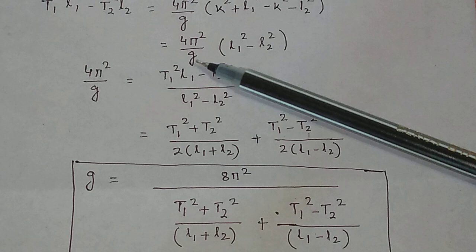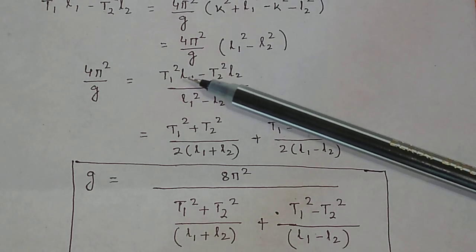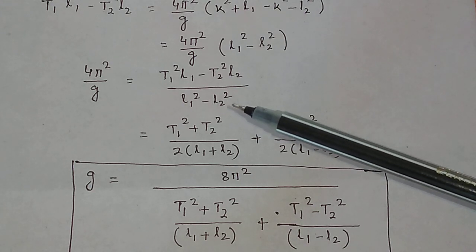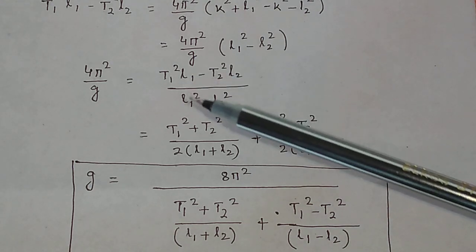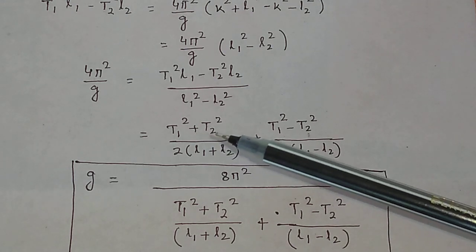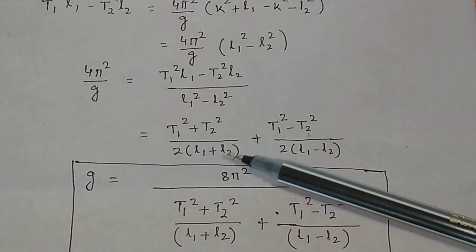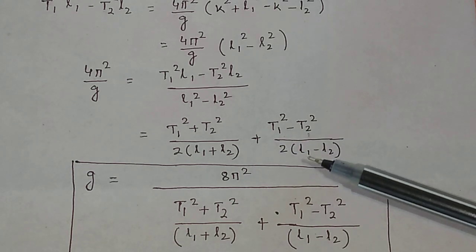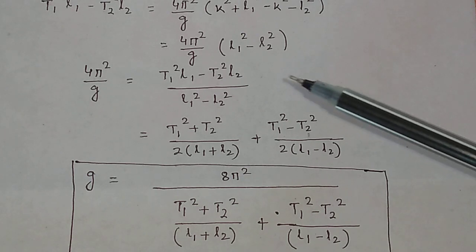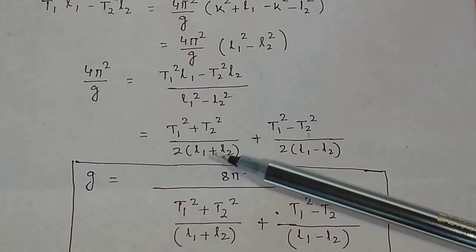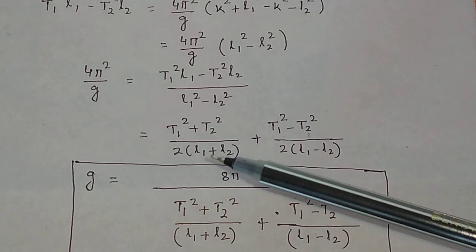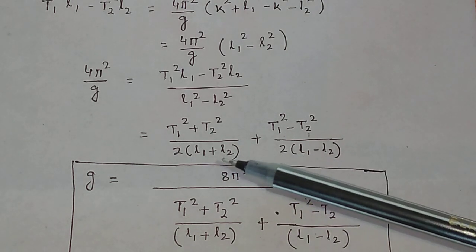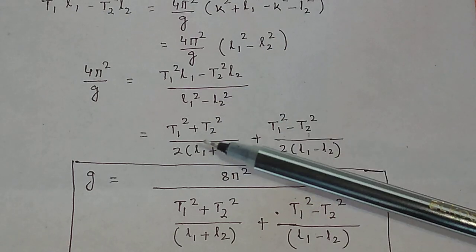So 4π square divided by g will be equal to (T1 square L1 minus T2 square L2) divided by (L1 square minus L2 square). And if you rearrange the terms, this will be equal to (T1 square plus T2 square) divided by 2 into (L1 plus L2), plus (T1 square minus T2 square) divided by 2 into (L1 minus L2). Why should you write like this? Because you can find out the difference of the two lengths, L1 minus L2, and L1 plus L2. That is why you rearrange the terms like this.